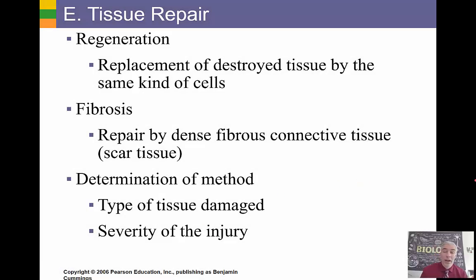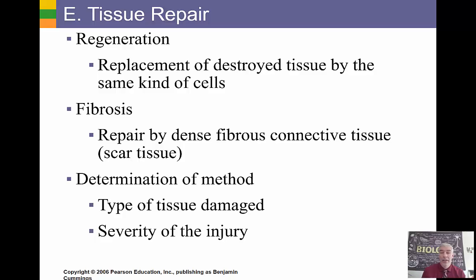Tissue can obviously be repaired, and there are varying differences in how well different tissue types regenerate or repair themselves. Regeneration is replacement of the destroyed tissue by the same type of cells. That's the optimal thing. So if you cut yourself, you don't want to create scar tissue, you want to heal yourself to create the exact same tissue type again.